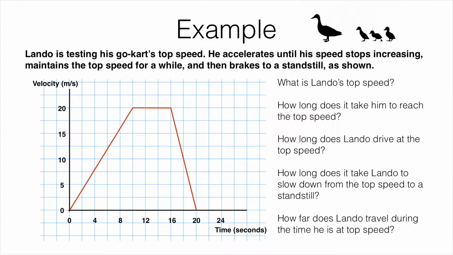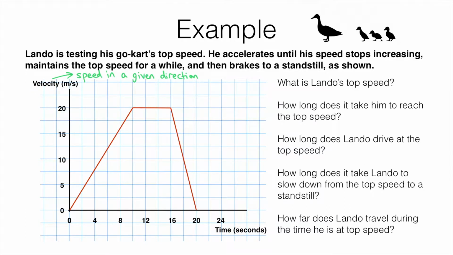graph. One of the first things we need to do is make sure we understand what velocity means. The velocity is simply the speed in a given direction. You can see that these units for velocity, meters per second, are the same as the units you might use for speed. However, they are not exactly the same thing. The direction really is important when it comes to velocity.